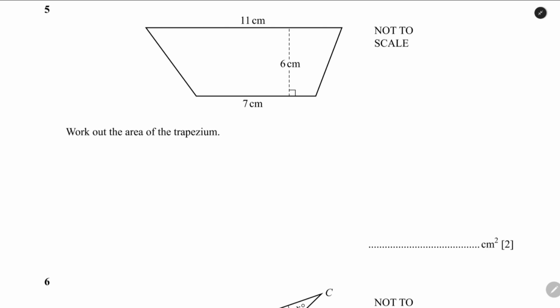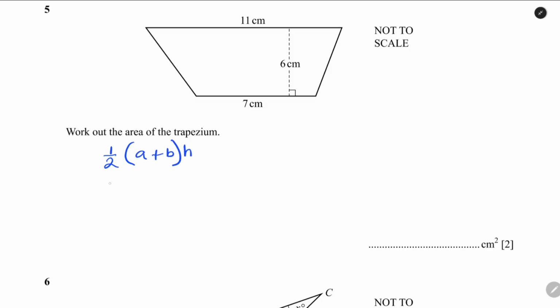This is the second part of this series on answering exam style questions that require no calculator. Question number 5. Here we have a trapezium. We've been told to work out the area of the trapezium. The formula for finding the area of a trapezium is given by 1 over 2, the sum of the two parallel sides multiplied by the height.